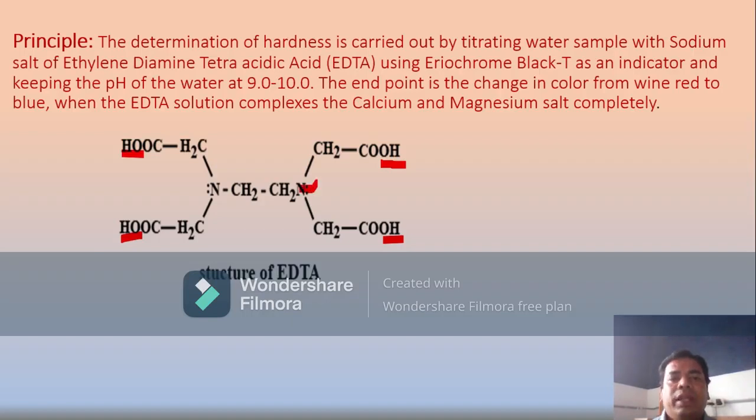So here the nitrogen atom has one lone pair of electrons. This lone pair of electrons can donate to the metal atom and form a coordinate covalent bond. Okay, so EDTA is a very good complexing agent. It forms more stable complexes with the metals calcium and magnesium.